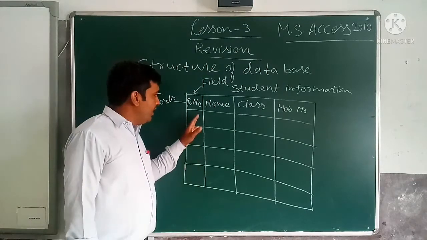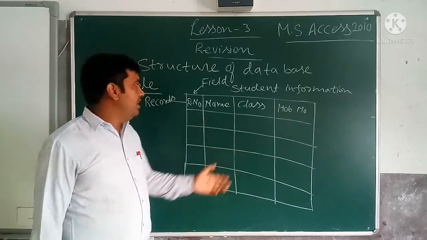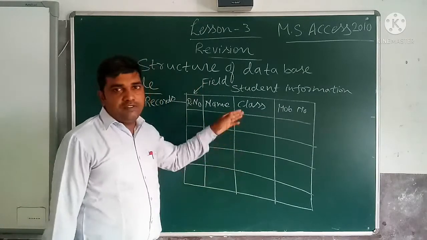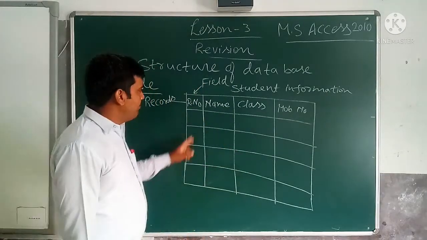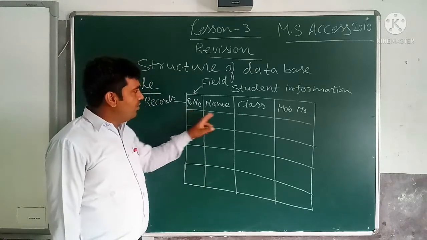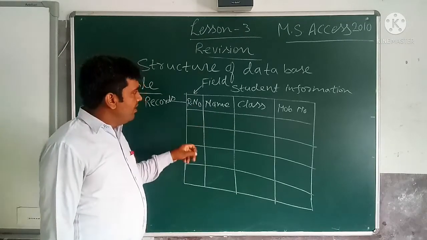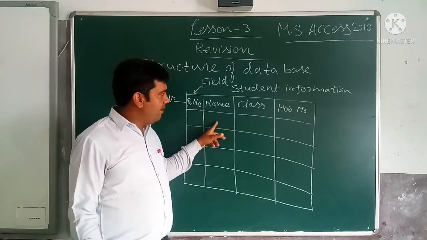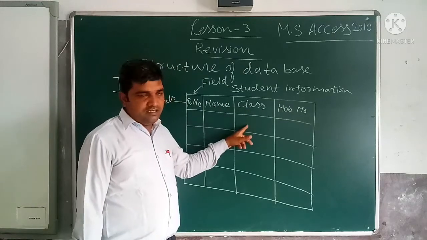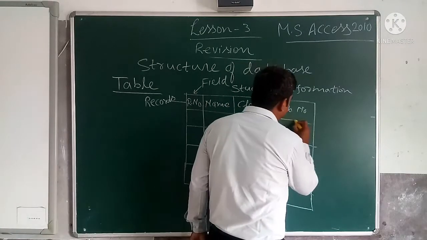First of all, we have to design the table, and we have to declare the data type of each field, which type of data the field is going to store. Here I have the 4 fields. Roll number should be the integer number, name should be the text, meaning alphabet, class may be the text, and for mobile number you write the number data type.